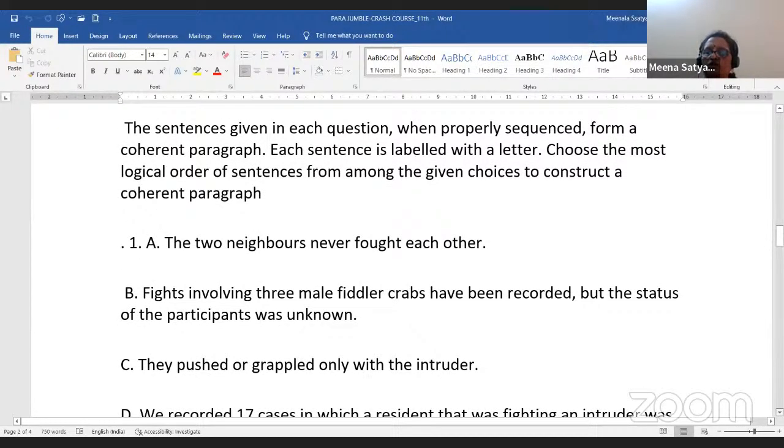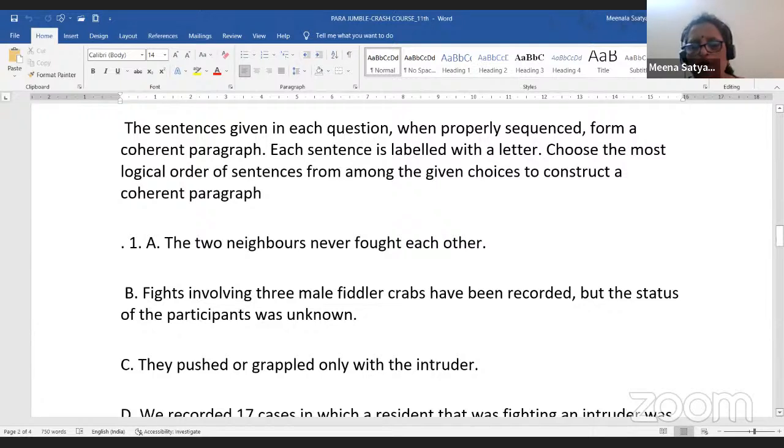The sentences given in each question, when properly sequenced, form a coherent paragraph. Each sentence is labeled with a letter. Choose the most logical order of sentences from among the given choices to construct a coherent paragraph. The first one says, in this you will have to read all the 4 sentences, friends. You will have to read, not like comprehension.